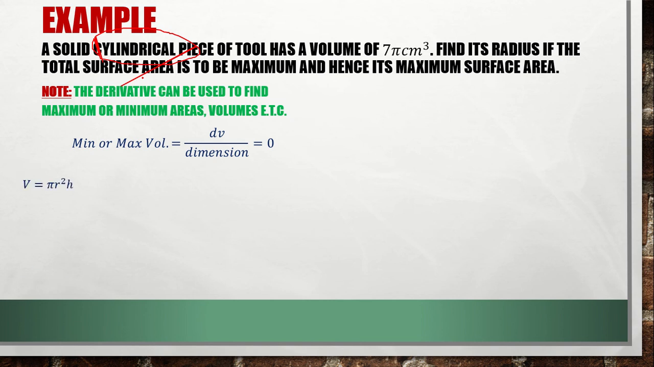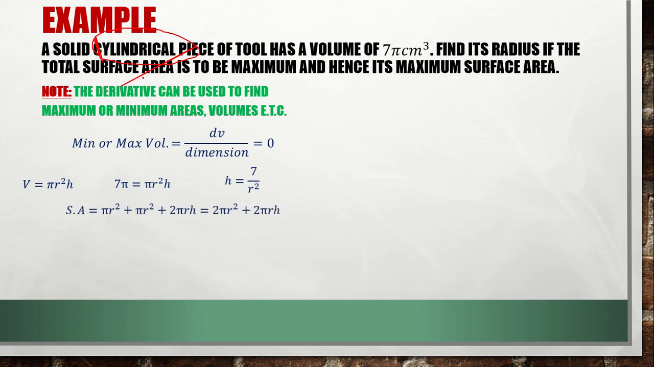The formula we know is volume is equal to pi r squared h, whereby the volume is 7 pi, equals pi r squared h. And if we substitute to get h, you'll find that h is 7 over r squared.